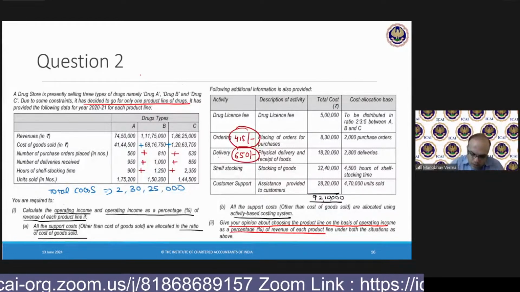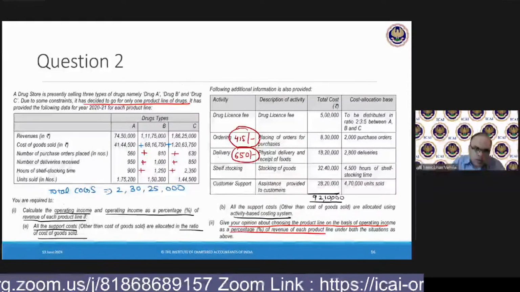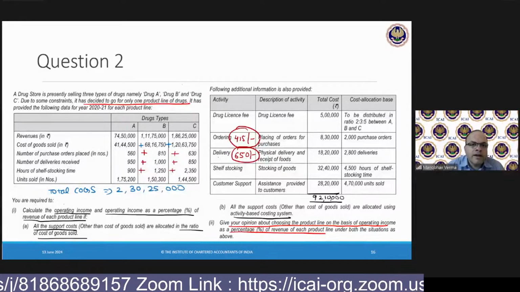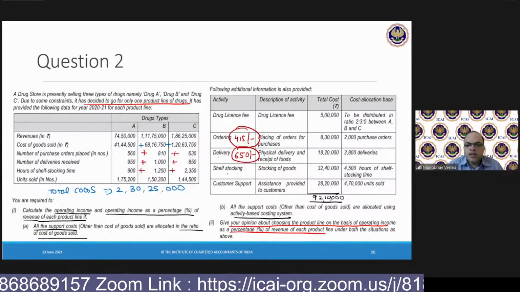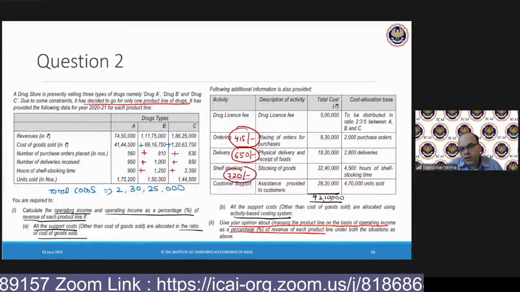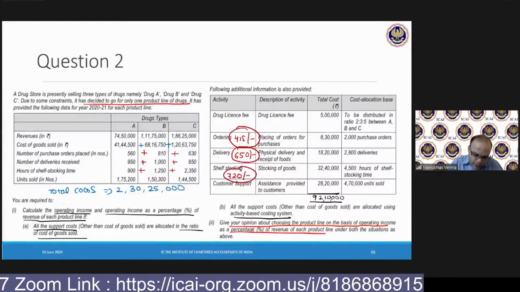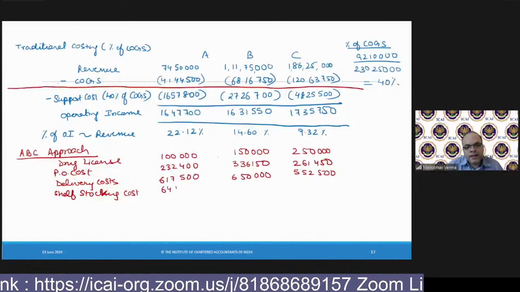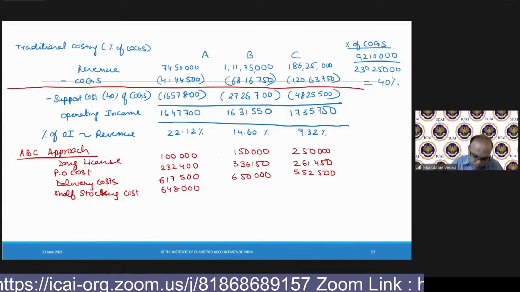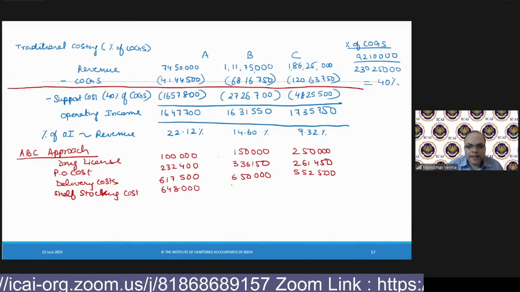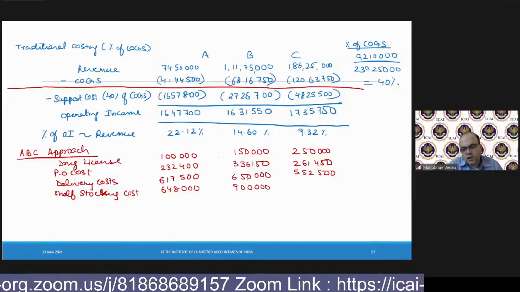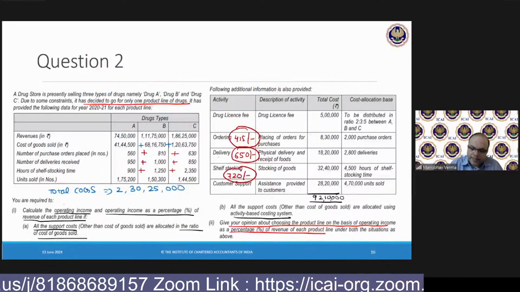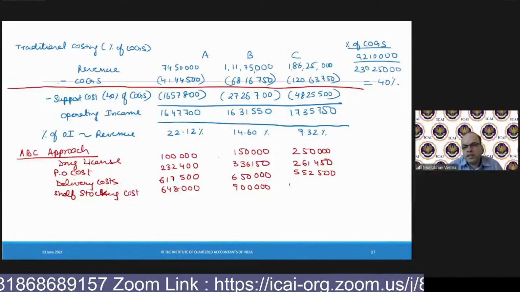That is absolutely correct. So 32 lakh 40,000 divided by 4,500, we are getting 720 per hour. Shelf stocking is 720 per hour. So it means 720 into 900, you get 648 here. We are getting 9 lakhs here. And we are getting 16 lakh 92,000 for C.